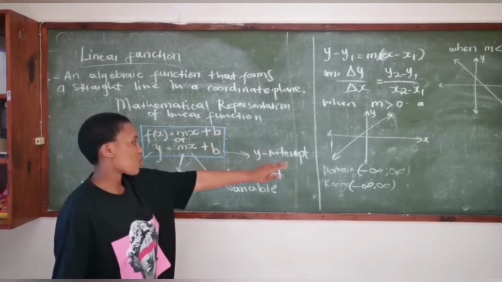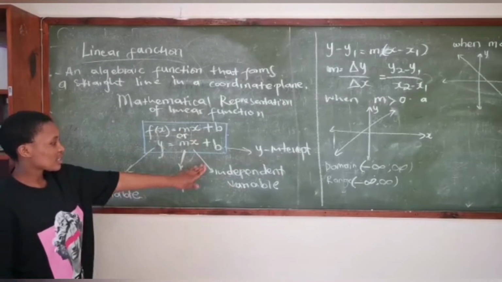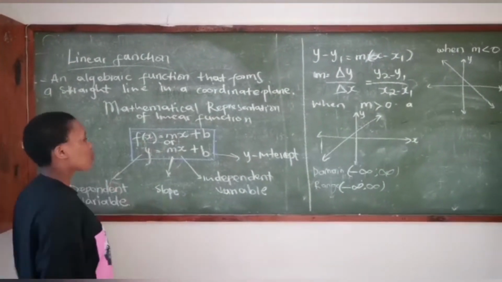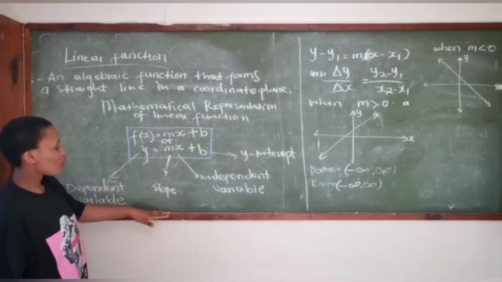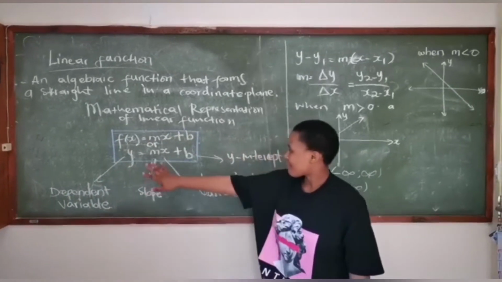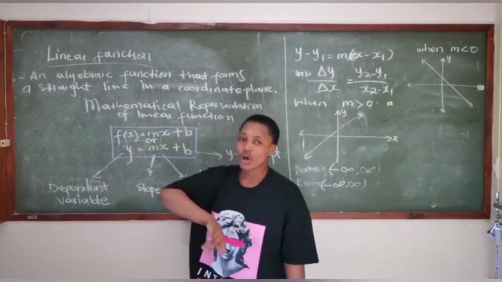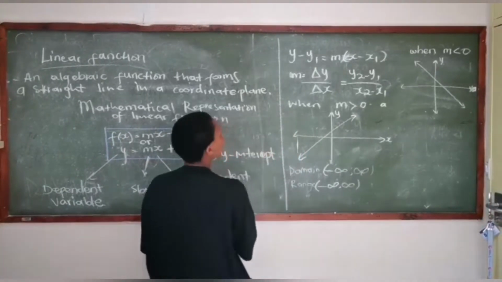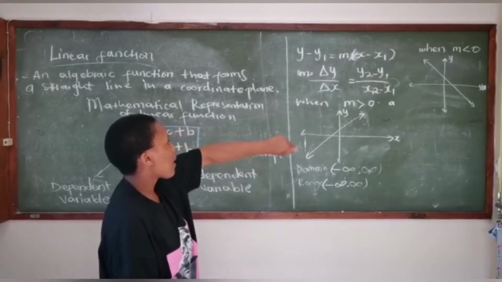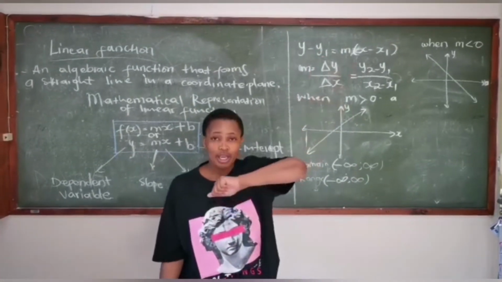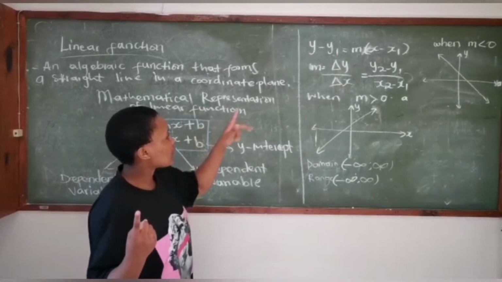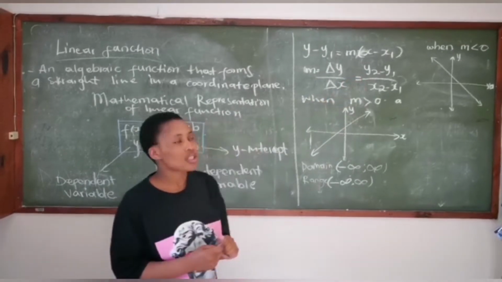Your b or your c is the y-intercept of the graph, and the x is the independent variable, which is your x values on your graph, and the m is the slope of the graph, or the gradient of the graph. And this one is the dependent variable, which is your y values on your graph. So this is the other equation that you can use, but it is only applicable if you have 1 point and you are given the gradient.